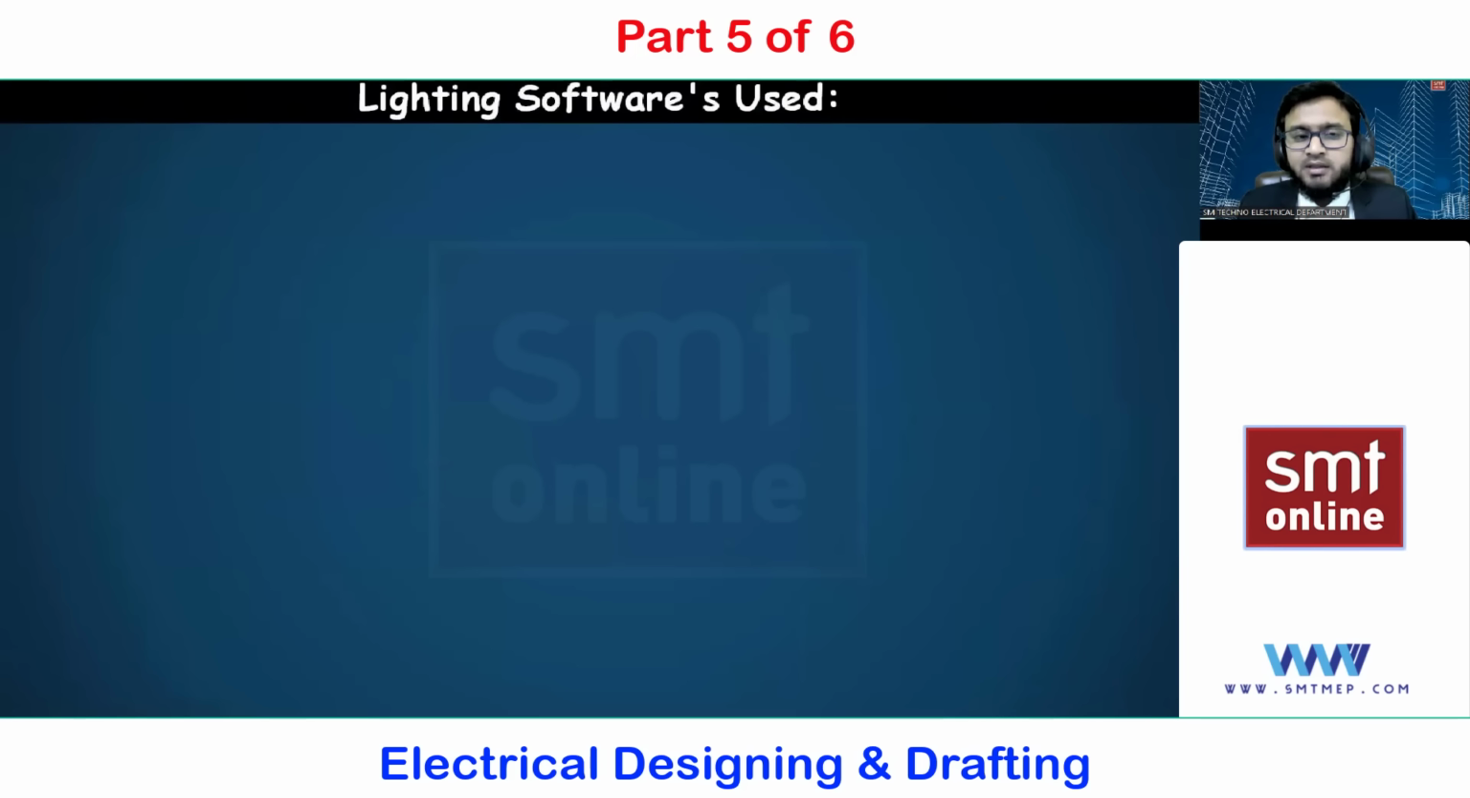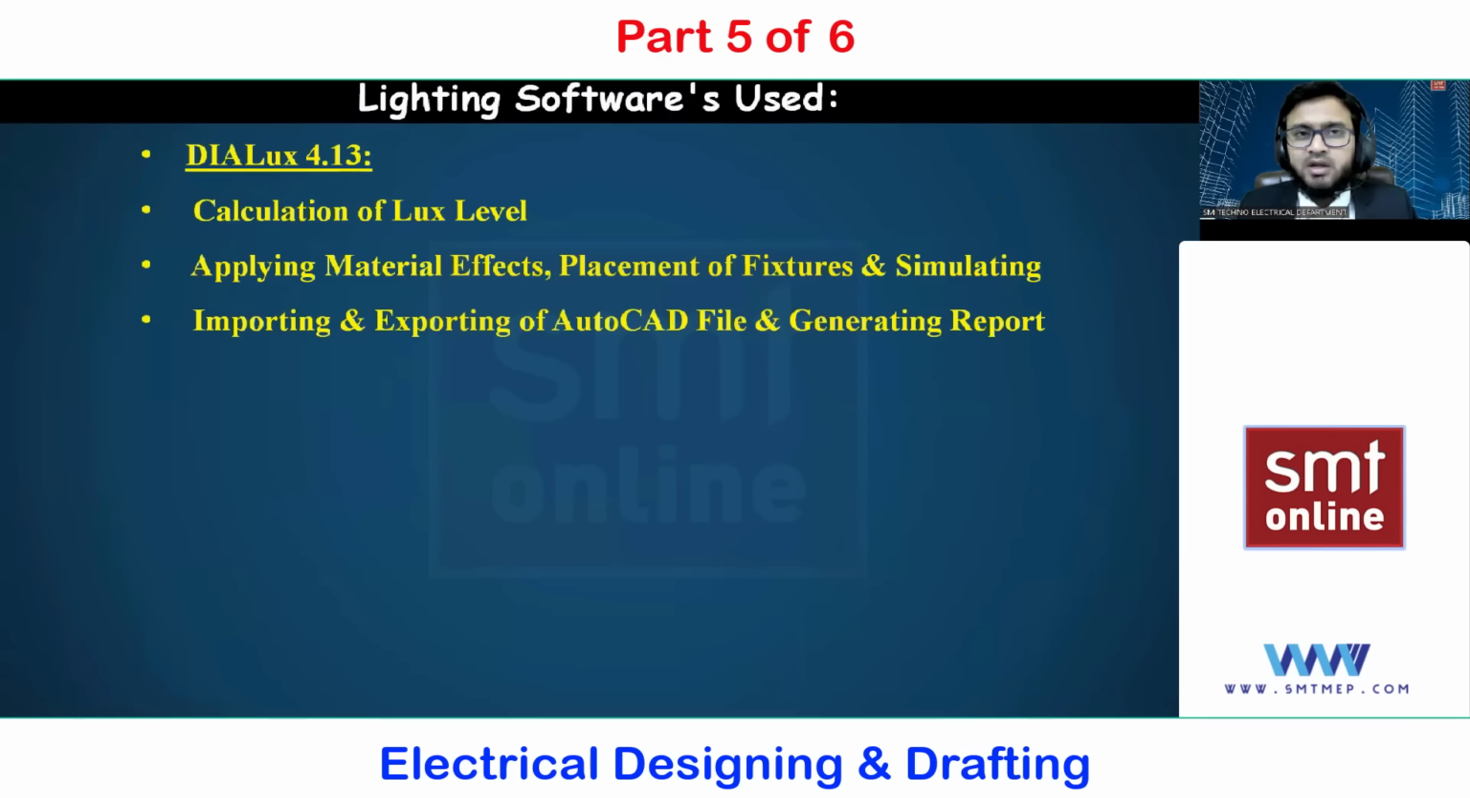The first thing is lighting. From the lighting point of view, we are going to use DIALux software, version 4.13, which is the latest version available in the market. Via this software, we are going to determine the number of lighting fixtures using the lux levels, which we have already discussed in chapter 3 of the first module.